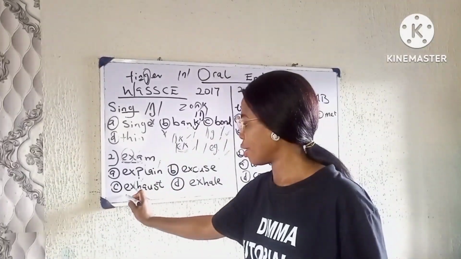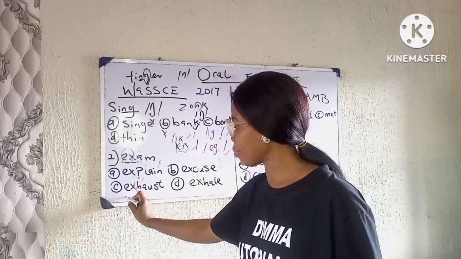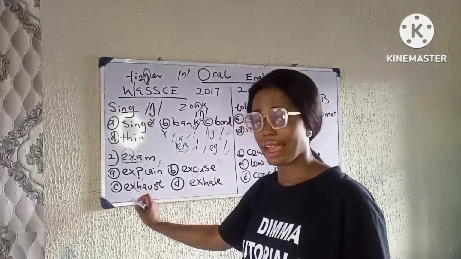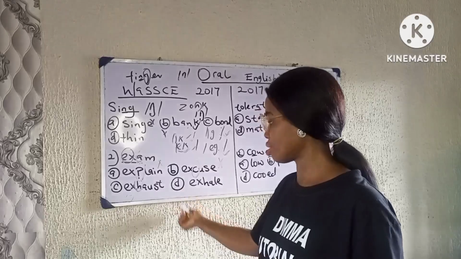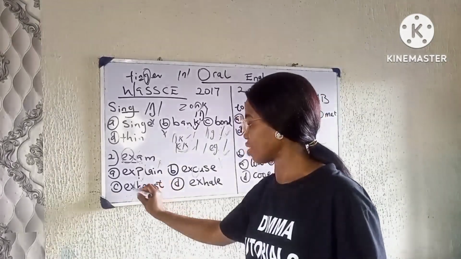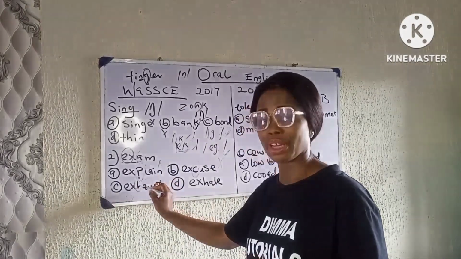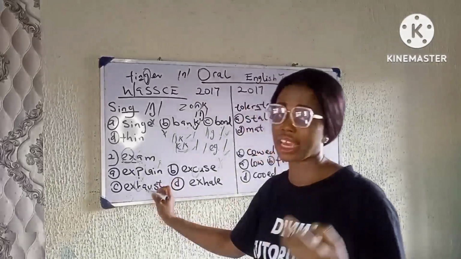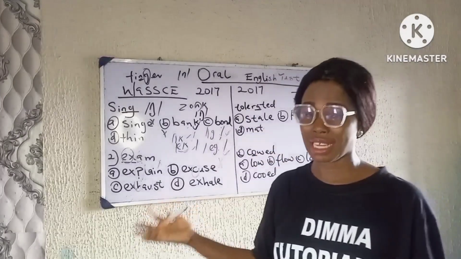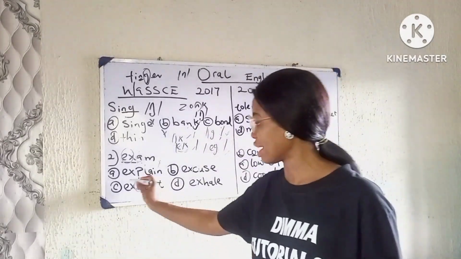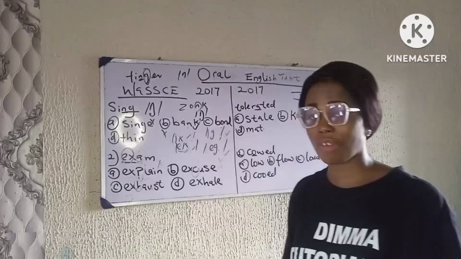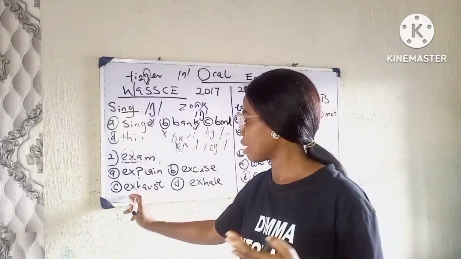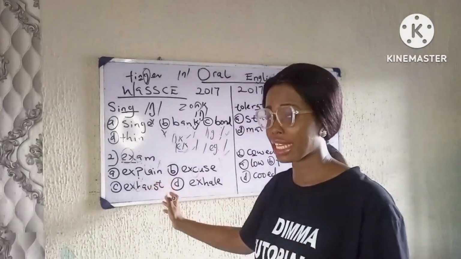So you can pronounce this as egg-zhaust or ig-zhaust, because after ex, the next sound we have here is a vowel sound. The next sound we have after the ex is a vowel sound, so it will have ig or egg.